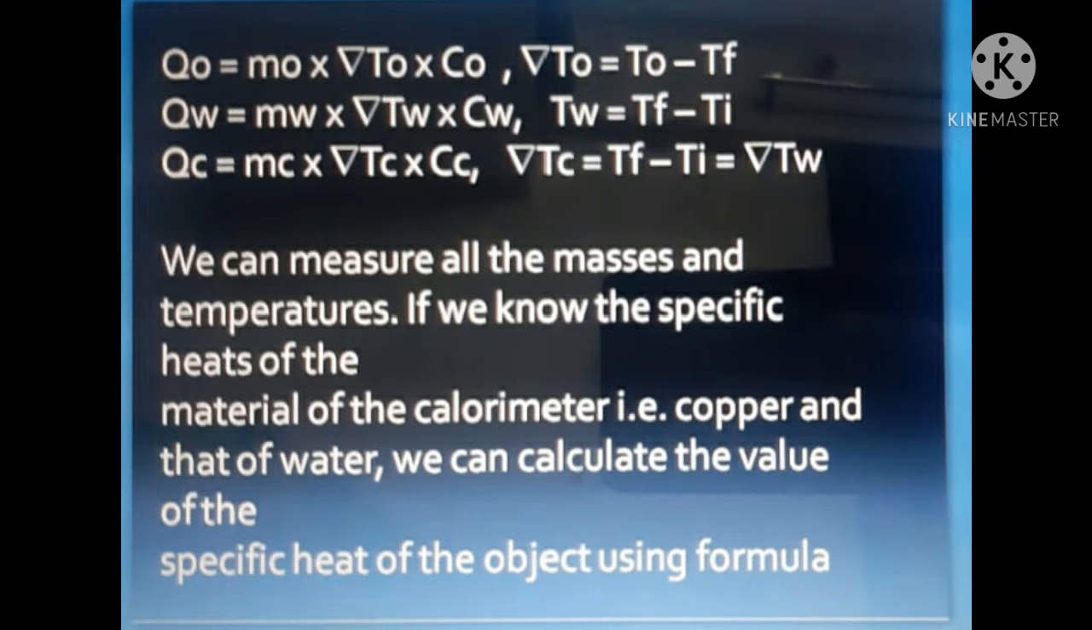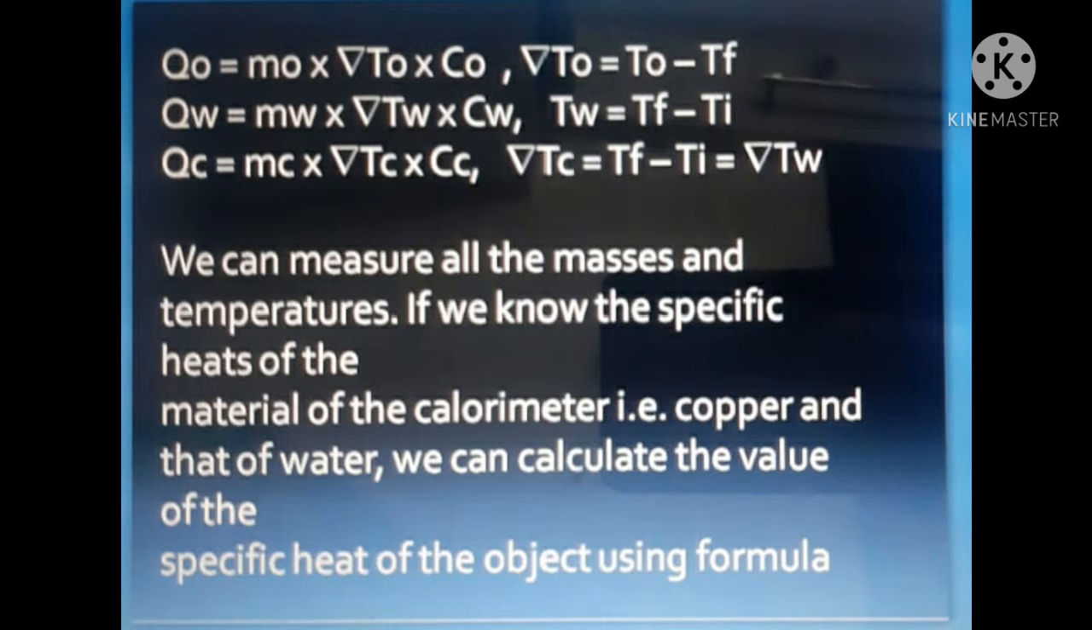So QW is equal to MW multiplied by delta TW multiplied by CW, where delta TW is equal to, again, TF minus TI, which means final temperature minus initial temperature. Now see students, pay attention.